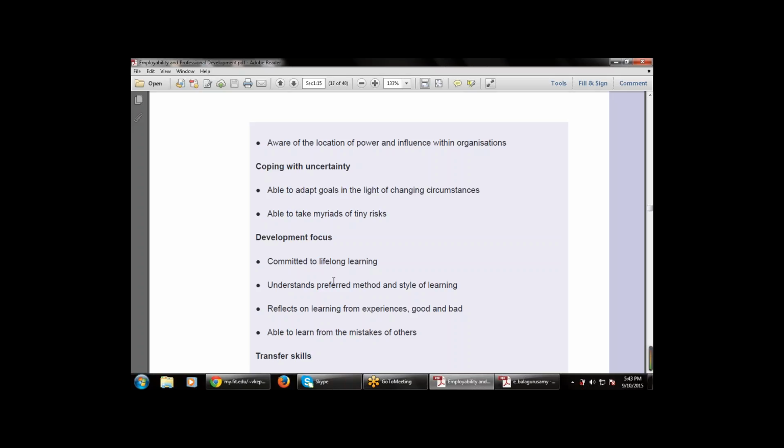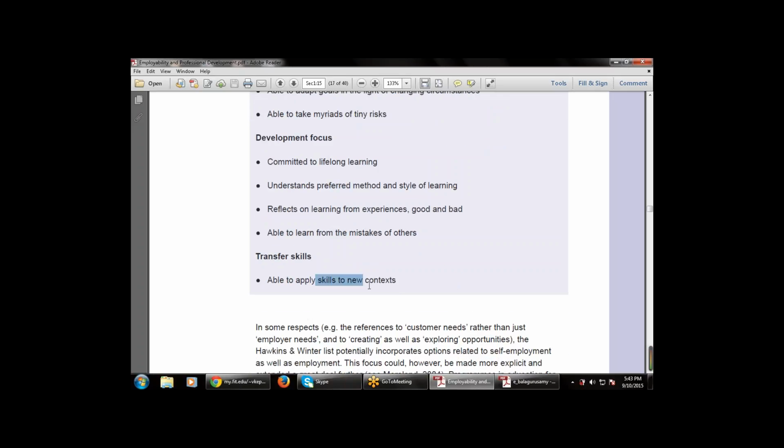Then next is transfer skills, that is, being able to apply skills to new contexts. What are the new contexts in which the skills will be applied?